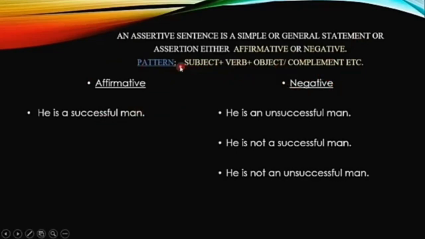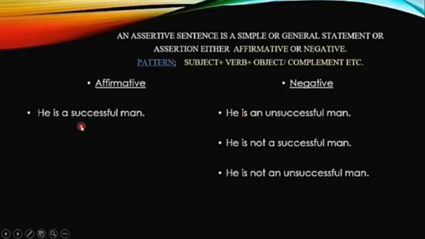But the sentence structure is the same, subject plus verb plus object. But there would be negative words in negative sentences. Then how are we going to change an affirmative sentence like this into a negative one? I've given you 3 options. Let's check out. He is a successful man. Negative form. Is it a correct one? He is an unsuccessful man.